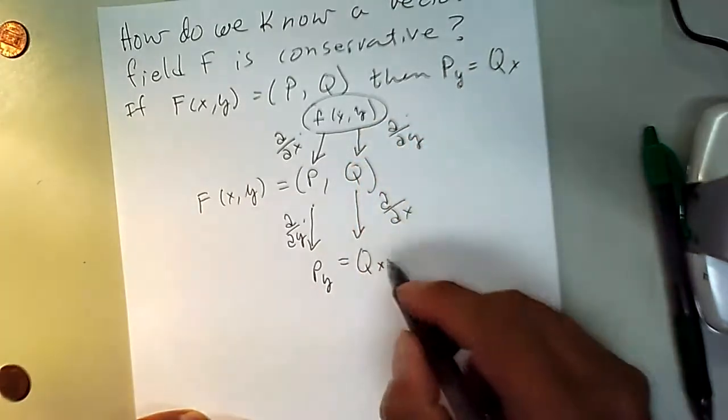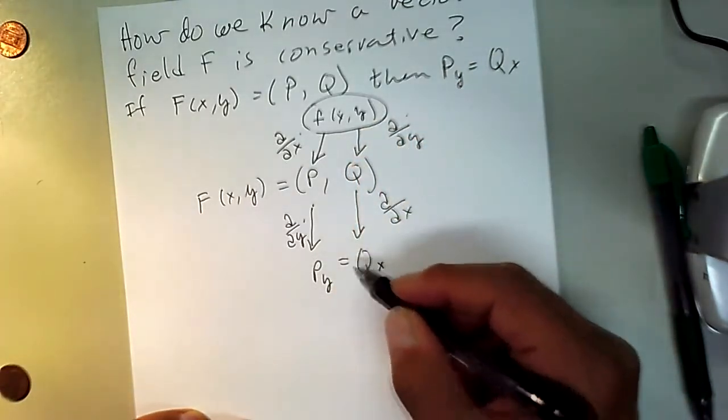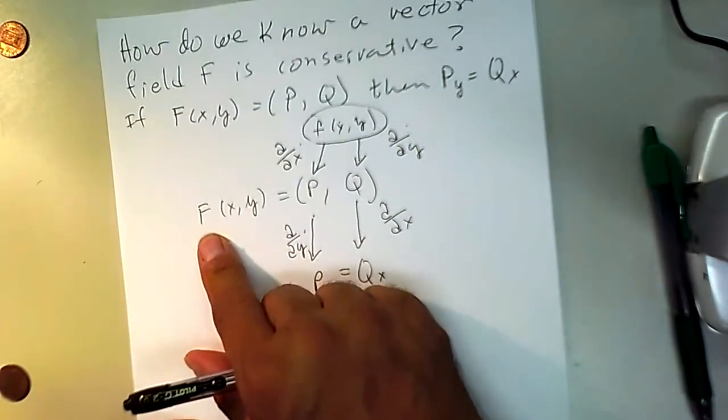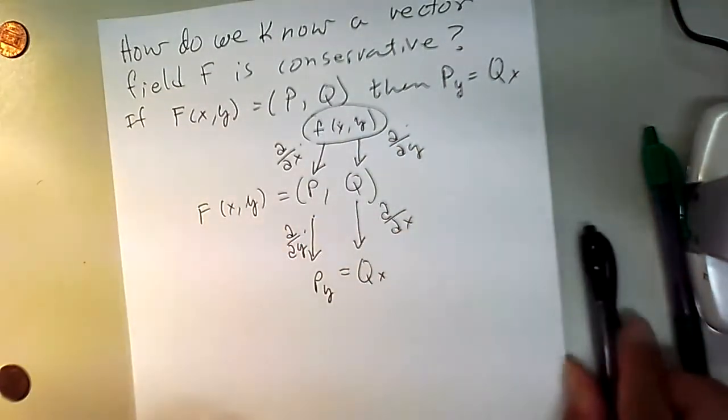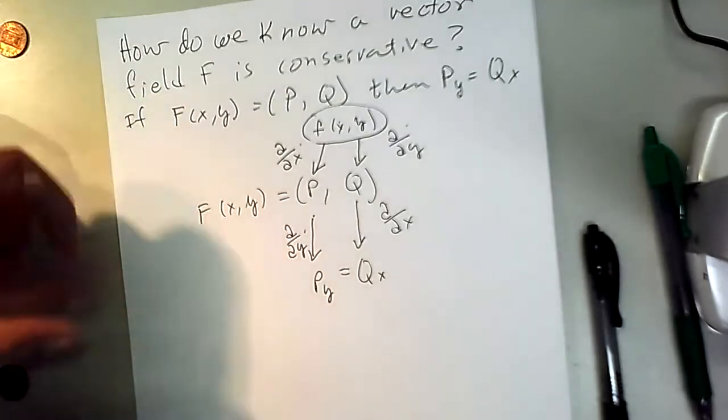So this is the test we can perform to figure out whether this guy is conservative or not. In many, many problems, we ask our students to check whether something is conservative or not, and this would be a valid method. It is a good method.